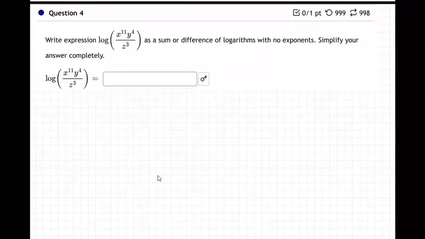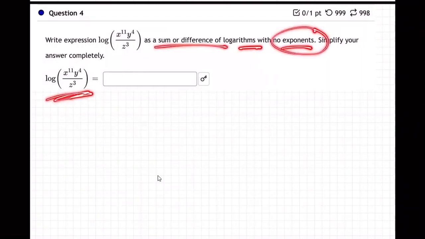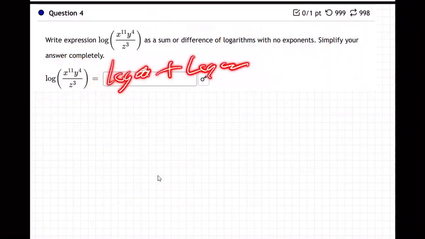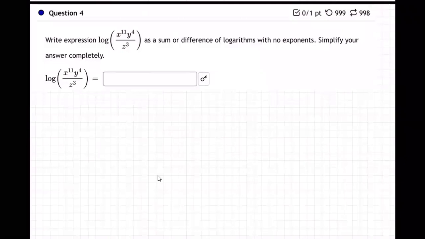Okay, so we are writing this expression as a sum or difference of logs with no powers or exponents, right? So they want us to take this one log and write it as a sum, that's adding, or difference, subtraction, of logarithms, plural. So basically they want me to write log of whatever plus log of whatever minus log of whatever, break it up into several logs, added and subtracted. So we're going to use the log properties.